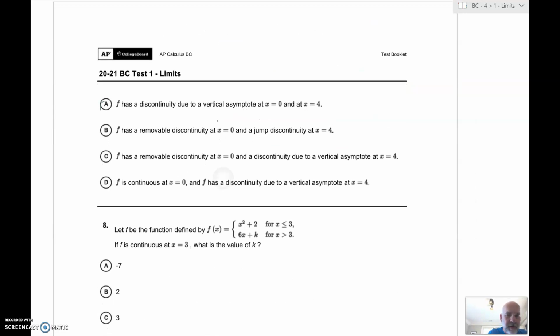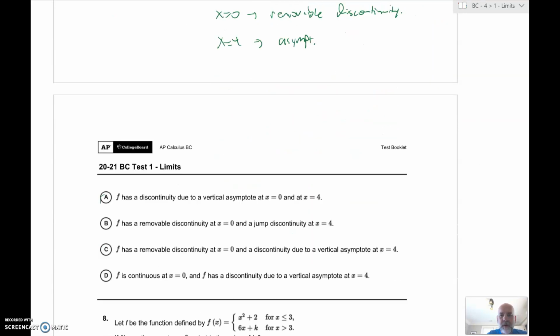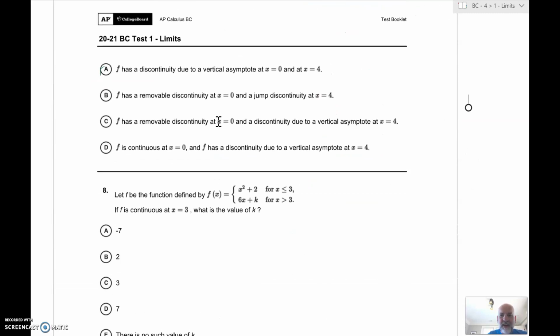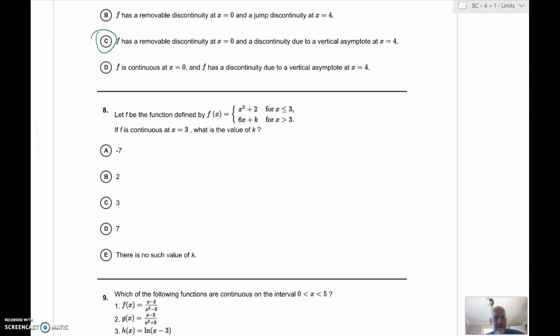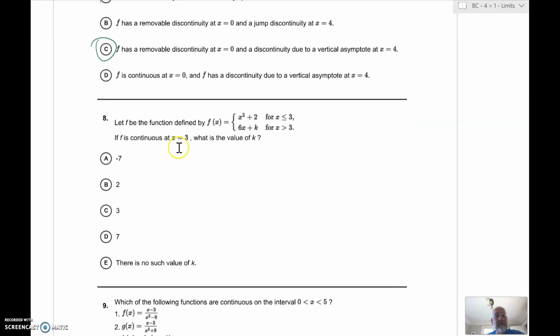Discontinuity, vertical asymptote, no. It's got a removable one at 0, I agree. And a jump discontinuity, no, it's not a jump. It's not one of these things like we saw with that function just a moment ago. It's a vertical asymptote.